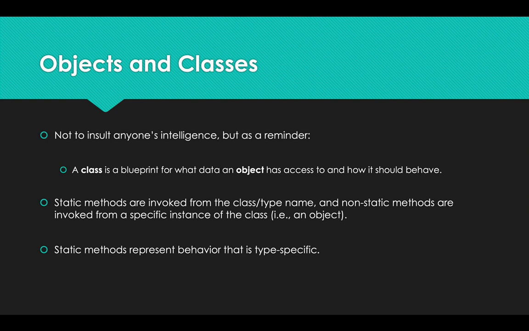So in C#, the static methods or static properties are invoked from the class or type name. Non-static methods are invoked from a specific instance, so an object or a variable that is of the type of that class. Static methods represent behavior that is type specific. Non-static methods represent behavior that is specific to the object or the instance of that class or the variable of type class that you're using in your program.